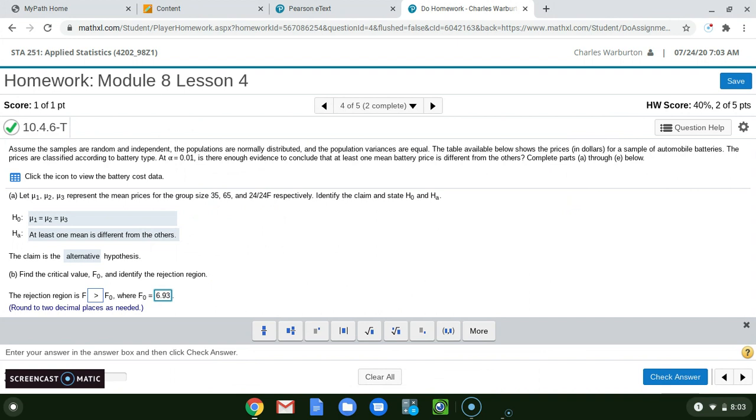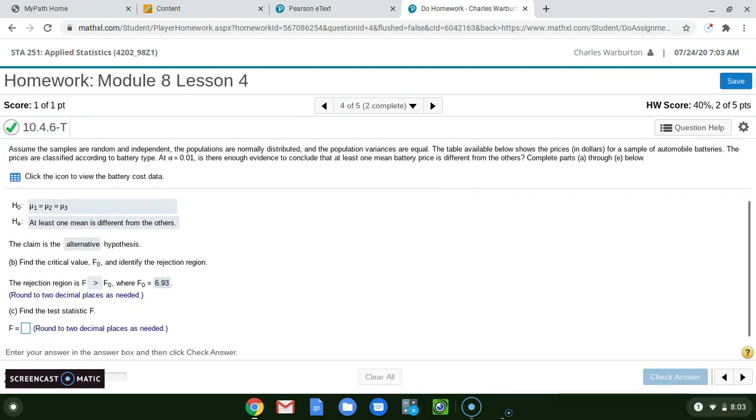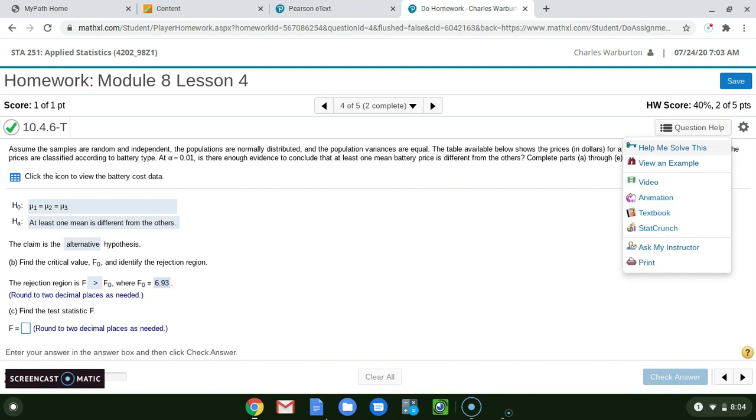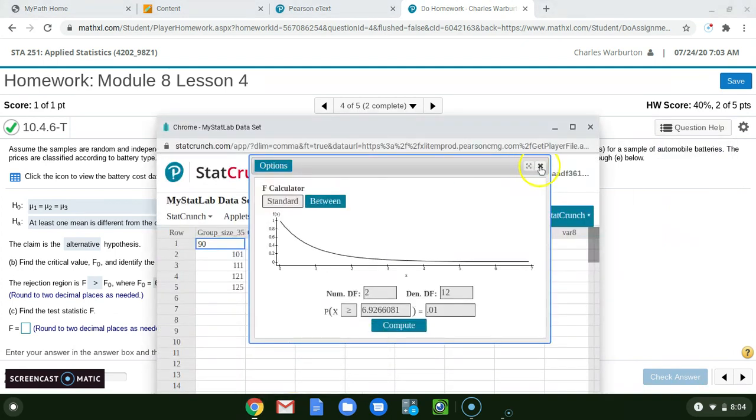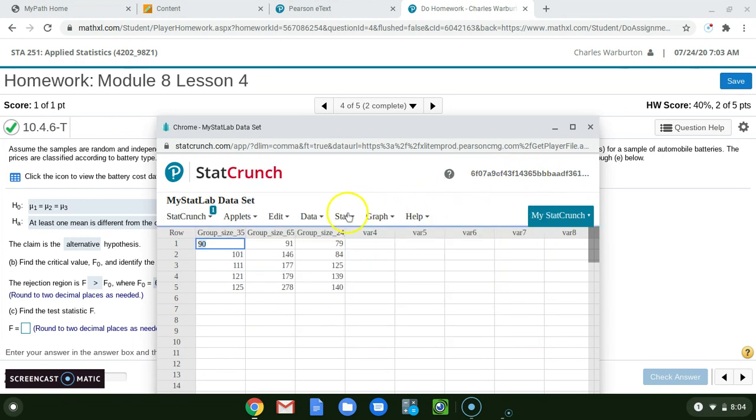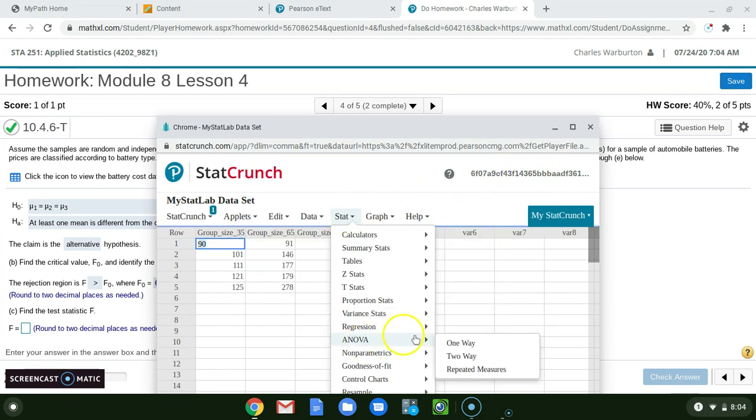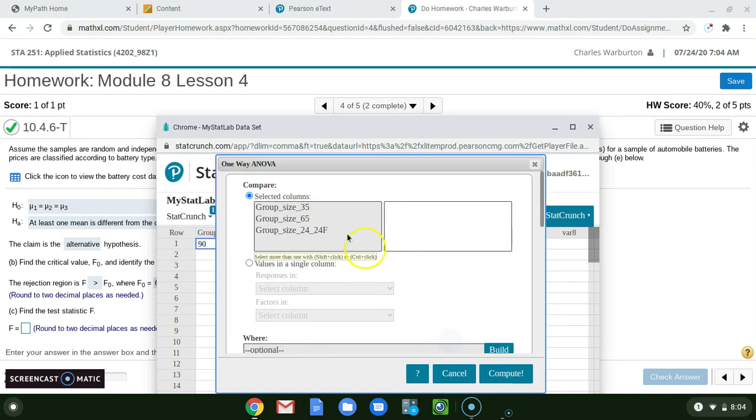Anything that is greater than 6.93 for my F statistic, I reject the null hypothesis. So how do I find my F statistic? I have to run an ANOVA test. Back to StatCrunch where we have the data loaded up. Close that out and let's run an ANOVA test. Stat, ANOVA, this is a one-way ANOVA. Select all of the columns.